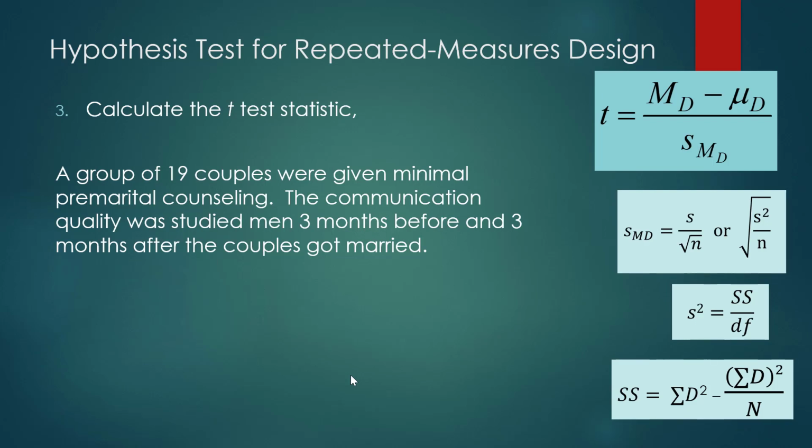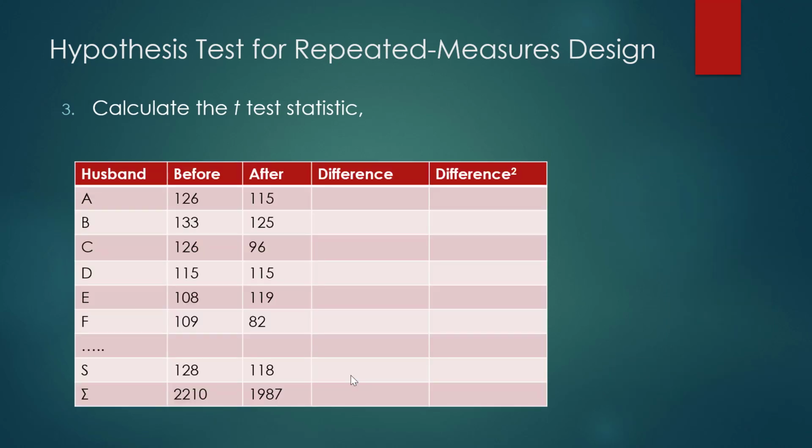In order to do that, we need scores. So here are scores: Husband A, B, C, D, E, F. I didn't have room to put all, so I went to S. Scores before and after they got married. Communication scores before and after, and so on and so forth. I don't have all the numbers, so I'm just going to have to tell you that this is the sum of those two. We then calculate the difference.